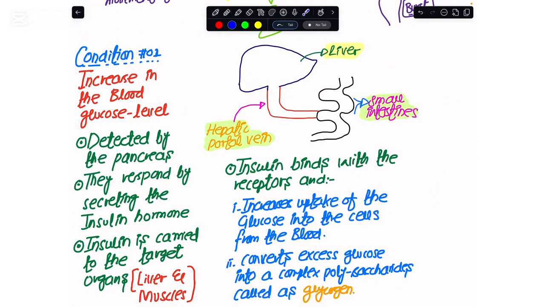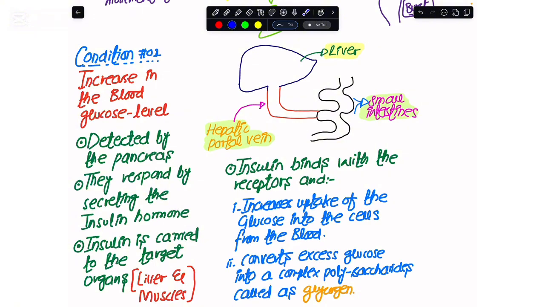We eat a diet which is rich in sugar. Any starch that we have eaten, or the maltose, lactose, or sucrose, gives us glucose, and that lies within the lumen of the small intestine. From the small intestine, the glucose is absorbed and taken with the help of the hepatic portal vein to the liver. From there, the blood glucose level is raised.